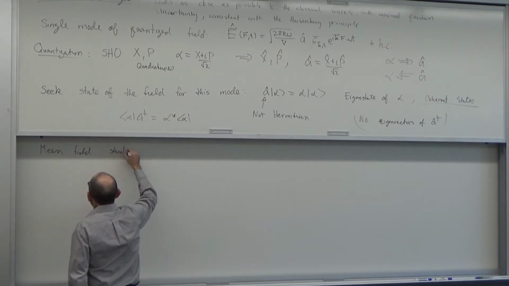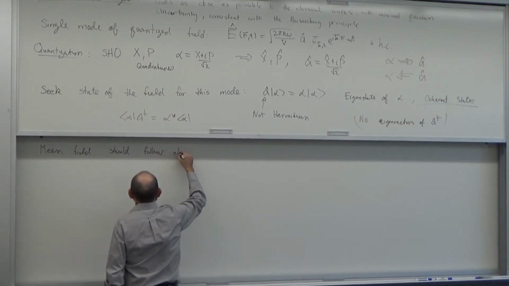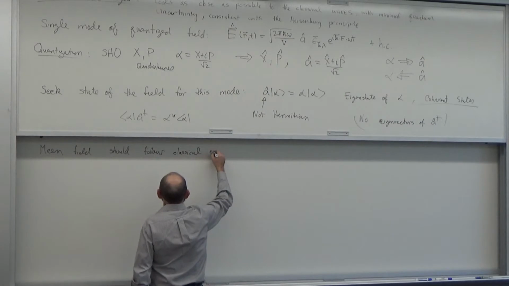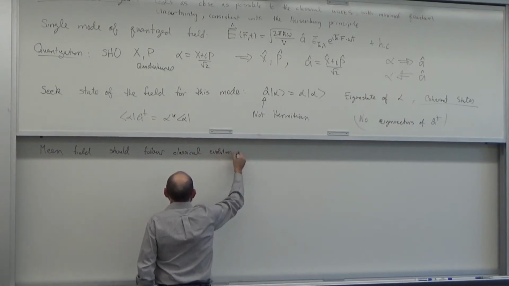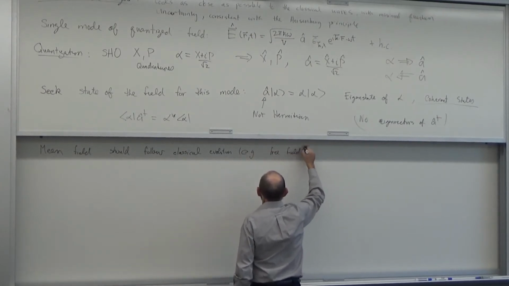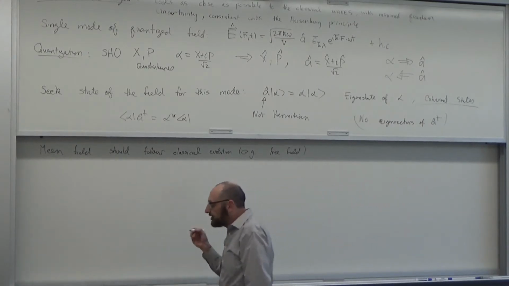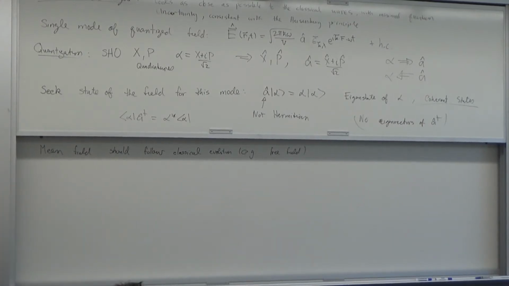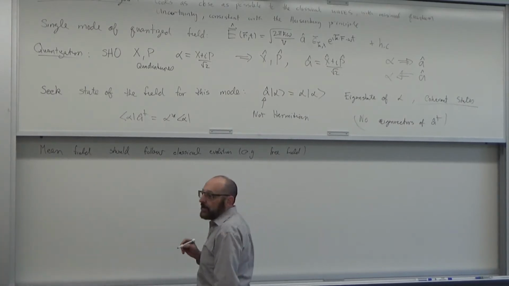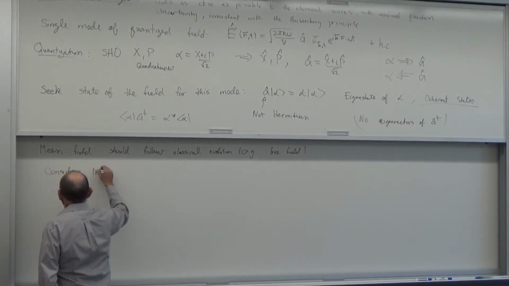should follow classical evolution, e.g. free field. So we can think about the case of the free field, for example. Now, you might have guessed, well, the eigenstates of the Hamiltonian might be a good guess for what the states should do. I might have considered a Fock state.